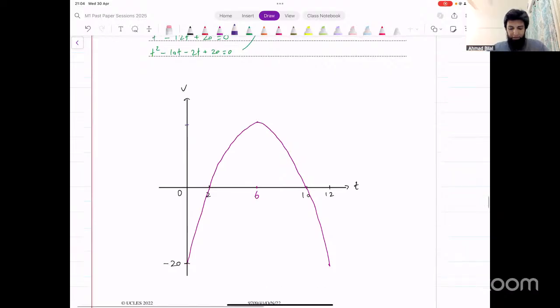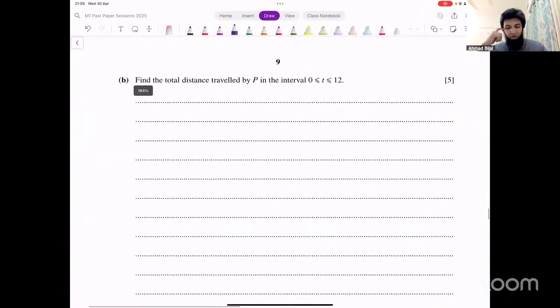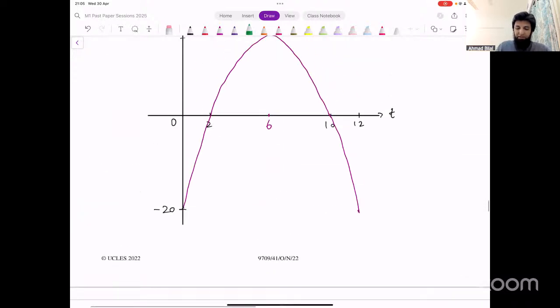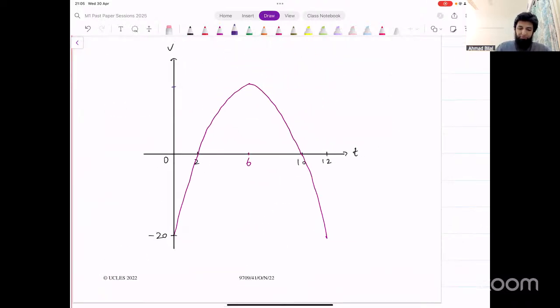All right, good. Let's look at the next part now. It says find the total distance traveled by P in the interval from 0 to 12. Now, when we're looking for distance traveled, we have to break the journey at the points where the velocity becomes 0, because that's where the direction is changing. In this case, we can see the direction is changing at the point 2 and again at the point 10, right?